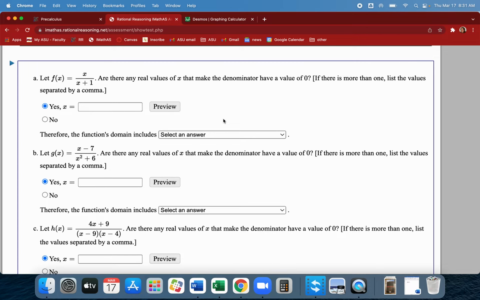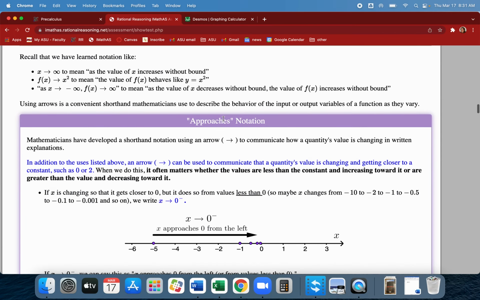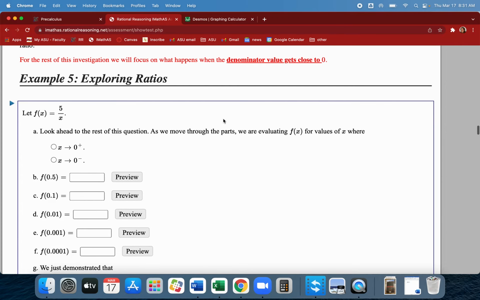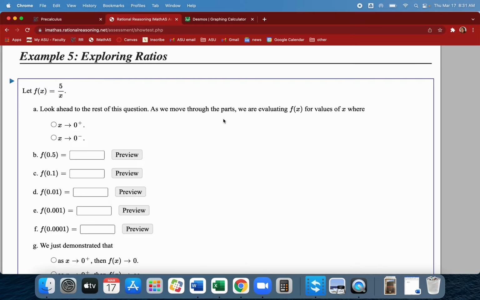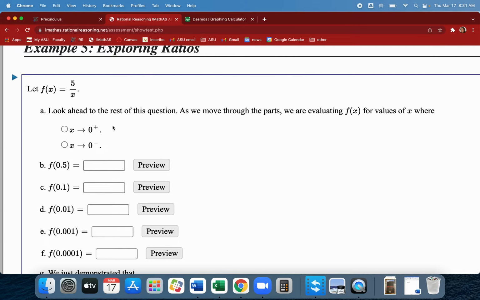But let's see. Here we go. I want to take a look at, not those. Exploring ratios. So it says let f of x equal 5 over x. And we're going to take a look at what happens as, and there's some weird notation here, I just have x approaches 0, but then there's one with a plus and a minus. This doesn't mean that 0 can be positive or negative suddenly. There's not new rules for math.